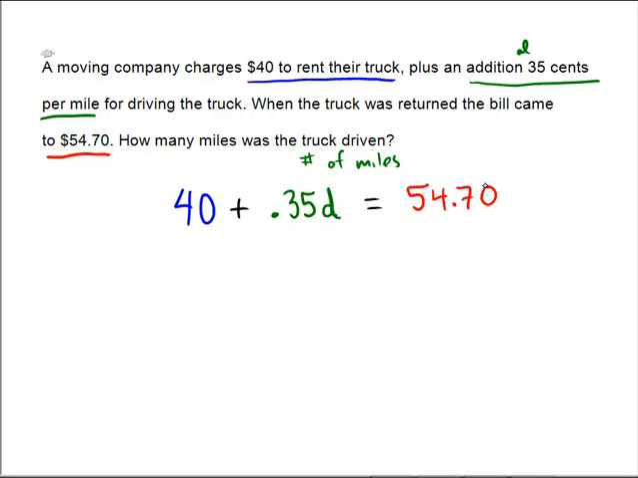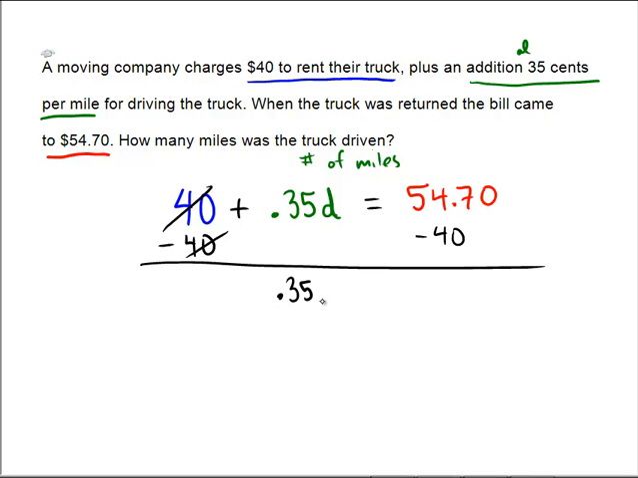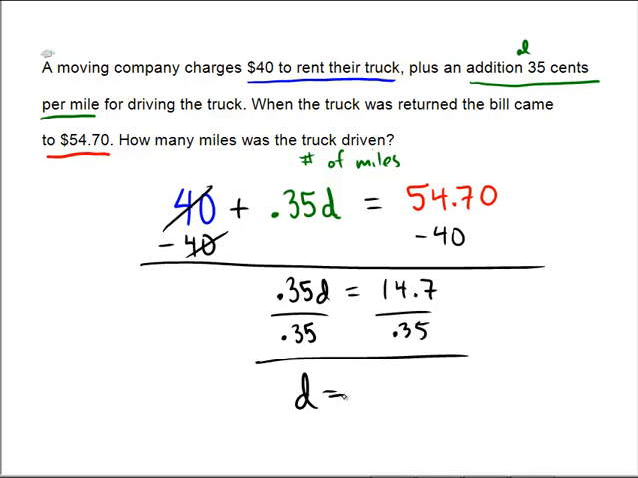Okay, algebra land. Subtract 40 from both sides of the equation to leave us on the left with 0.35d, and on the right with 14.7. Then divide by 0.35, which is going to yield d equals 14.7 divided by 0.35, looks like 42. So how far was the truck driven? The truck was driven 42 miles.